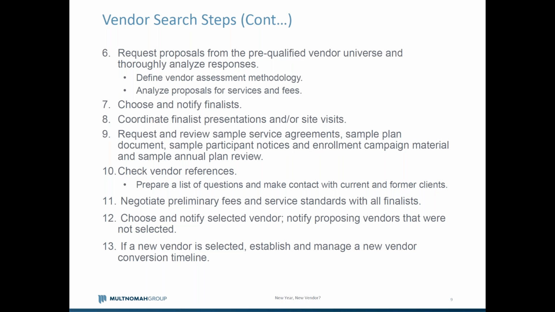And then once you've selected a vendor, assuming the references check out, start negotiating preliminary fees and service standards with all finalists. What we'll typically find is that while we ask about service guarantees and service standards, most recordkeepers are able to articulate service standards, but are a little bit lacking in specificity as to the fees at risk and the guarantees that they'll provide until you're farther in the process. So at this point is the time to lock down those service guarantees and the fees that they're willing to put at risk. Usually they'll put some pretty broad parameters around that in the RFP response, but say we're happy to negotiate and figure those things out, and this is the time to do that.